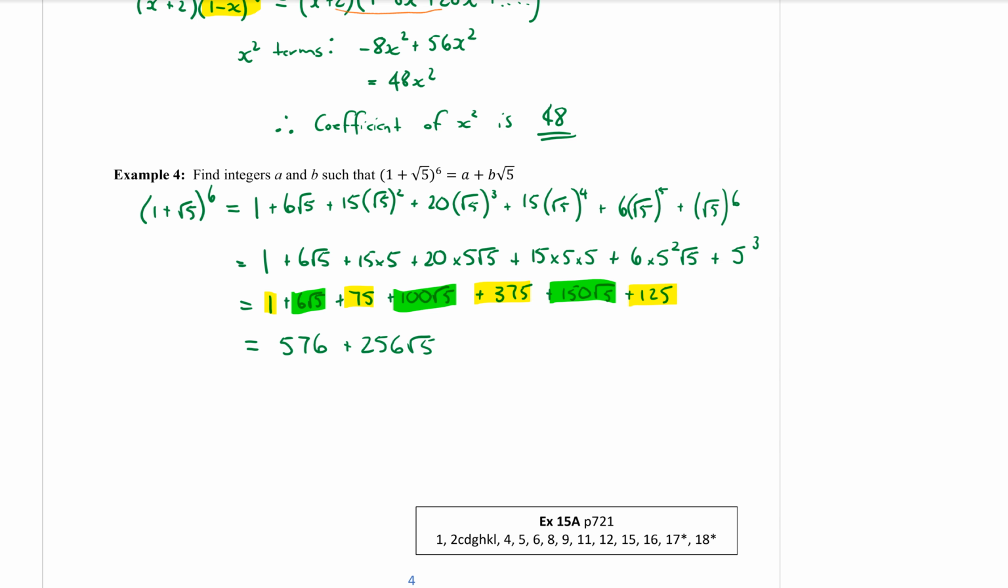Now the whole goal here was that we were trying to find the a and the b up here. Now that we've expanded it, our answer is actually in that form. So the a is going to be equal to the 576, and the b, which is with the square root of 5, is going to be 256. And that's it. So you can now work on 15a.